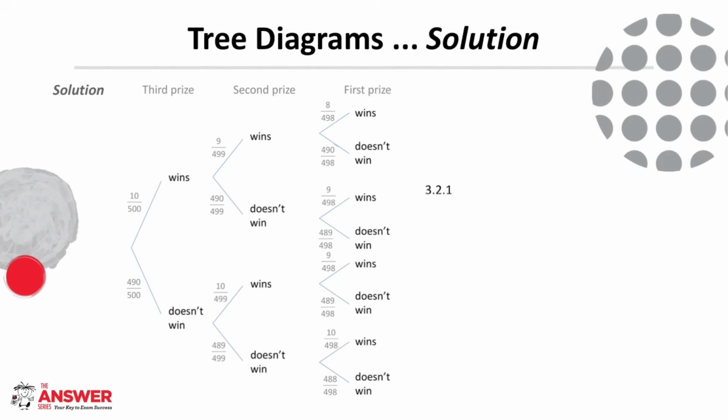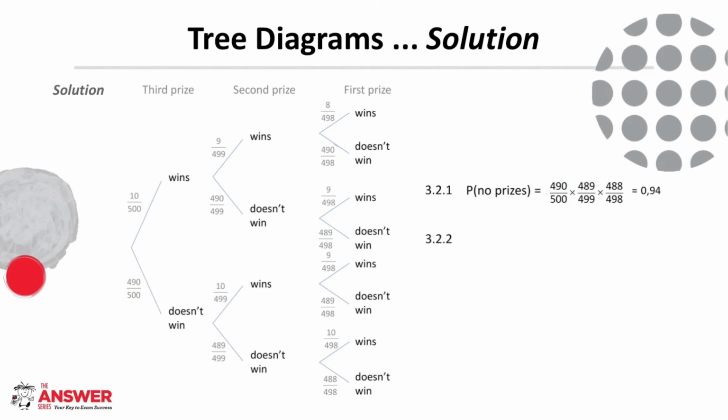3.2.1. What is the probability that Zia doesn't win any prizes? Well, let's track along the tree diagram, each time following the doesn't win branch, and to find the probability, we find the product of these probabilities along the pathway, and that gives us a probability of 0.94.